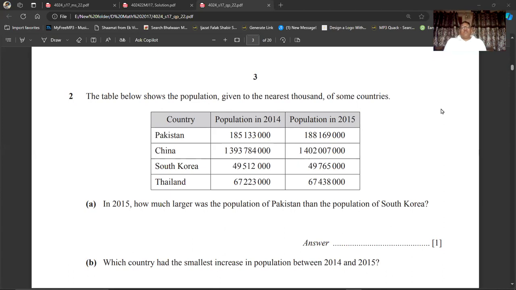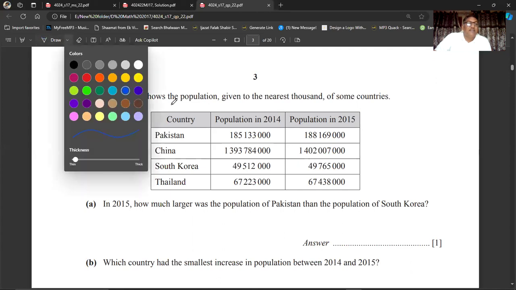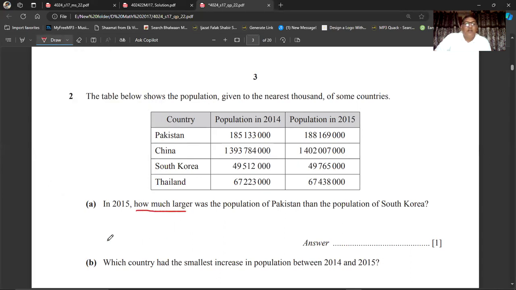So in 2015, how much larger was the population of Pakistan than the population of Korea? Here, this word is very important. He's not asking how many times larger it is. He's asking how much. How much means you have to subtract them. How much? And they're talking about 2015.